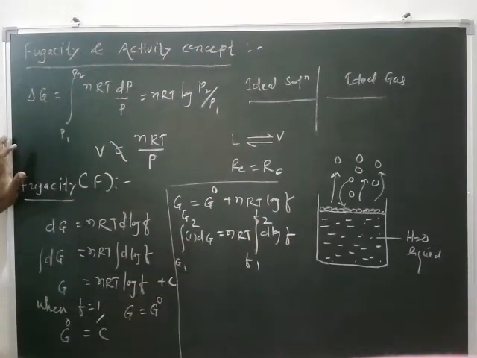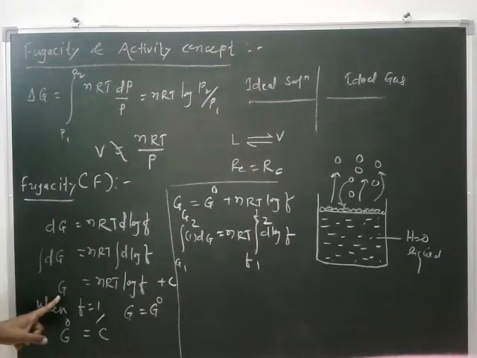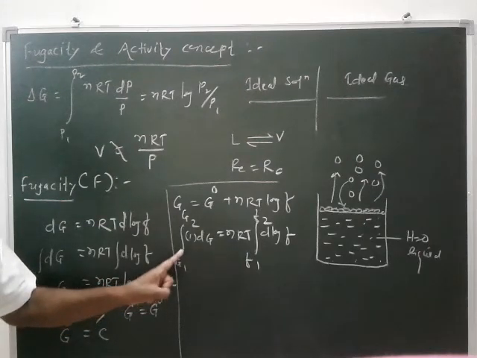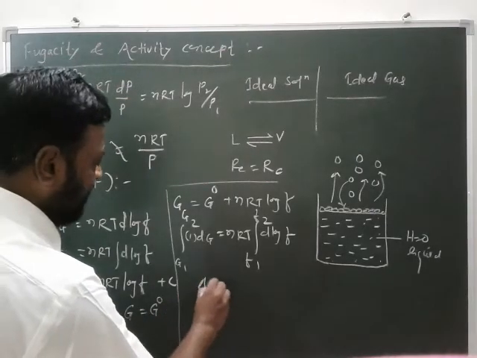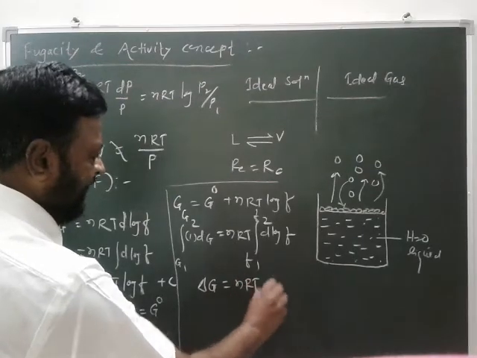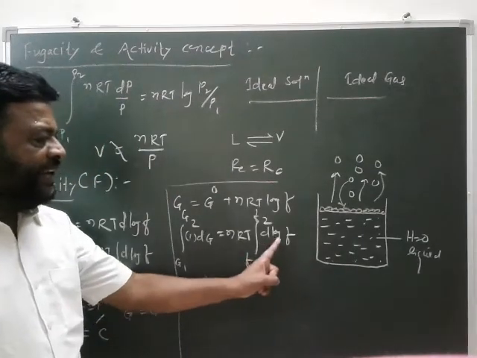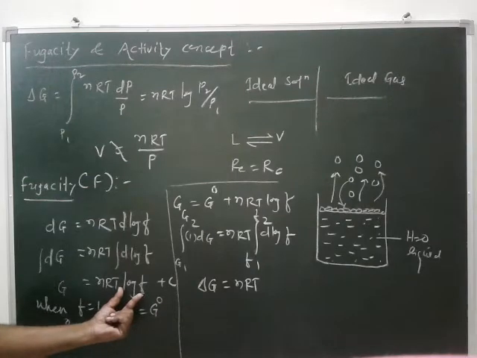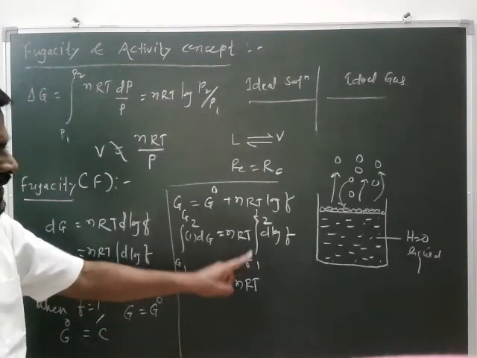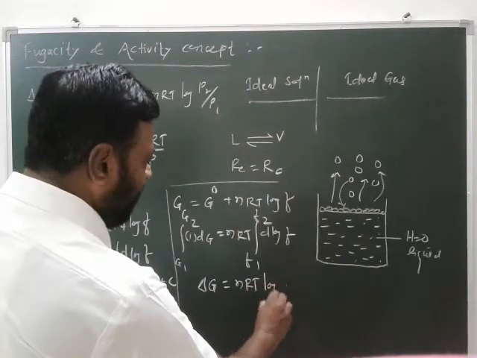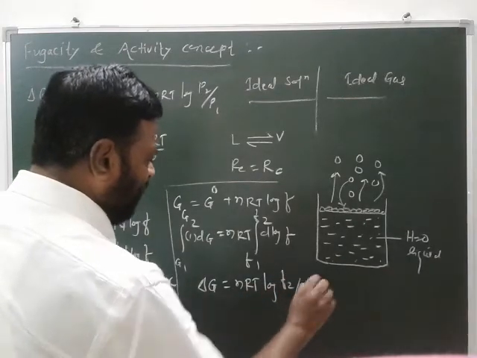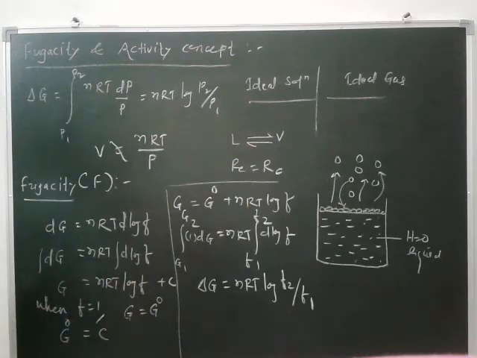Again, the integration of 1 with respect to G is equal to G, with upper limit G2 and lower limit G1. We can substitute this limit. So G2 minus G1 is equal to delta G, and that is equal to nRT times the integration of the derivative of log of F, which is log of F, and after substituting the lower and upper limits, this equation becomes log of F2 divided by F1. Okay, so this is the final equation.